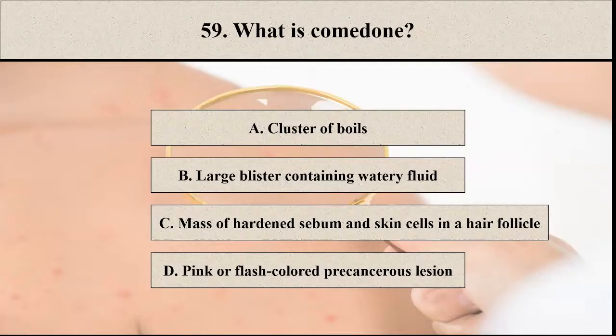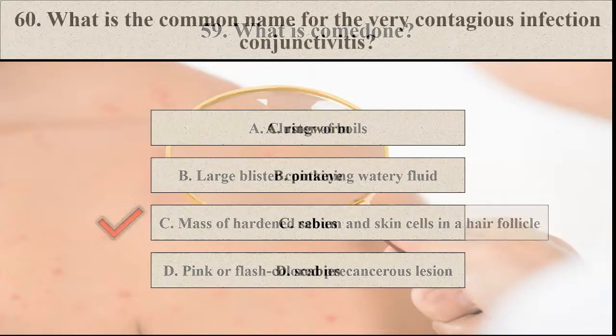What is comedone? Is it cluster of boils, large blister containing watery fluid, mass of hardened sebum and skin cells in a hair follicle, pink or flesh-colored precancerous lesion? If you chose C, mass of hardened sebum and skin cells in a hair follicle, you are correct.